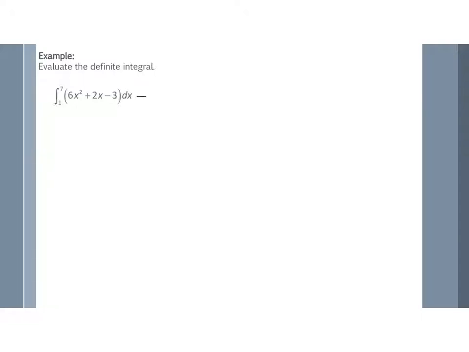So this would equal, now let's find an antiderivative of this integrand, 6x squared. So 6x squared, I will raise the exponent on x, and I will divide by that new exponent, plus 2x, I'll raise the exponent on x, I'll divide by that new exponent, minus 3 is a constant, so its antiderivative is going to be 3x.